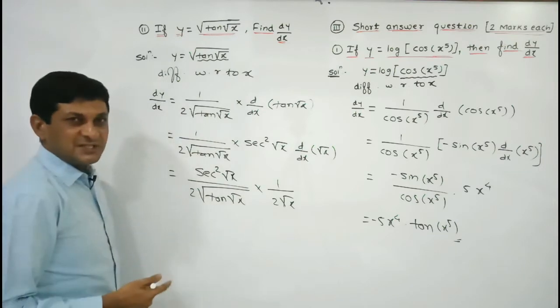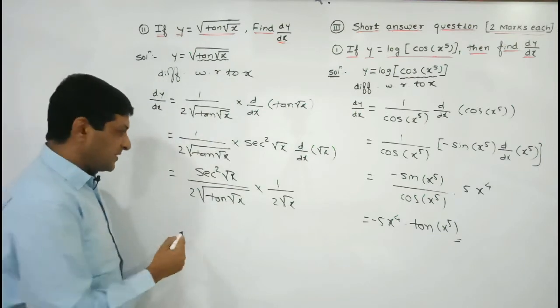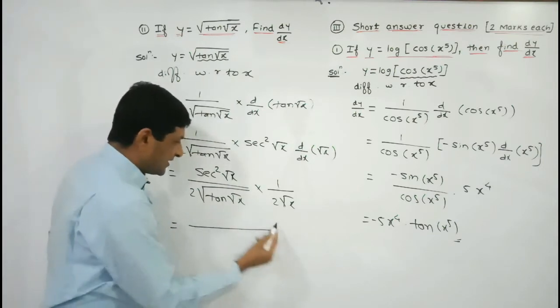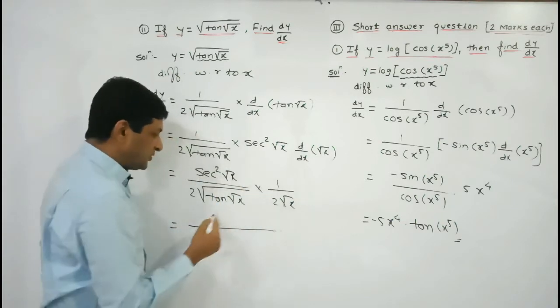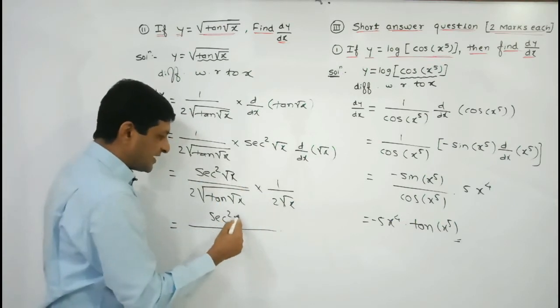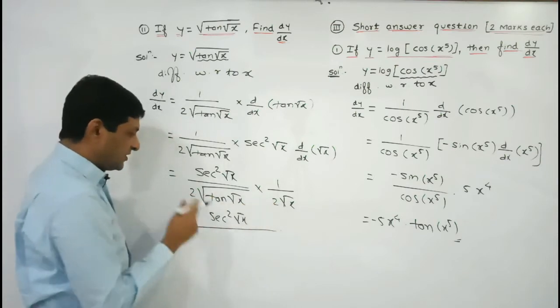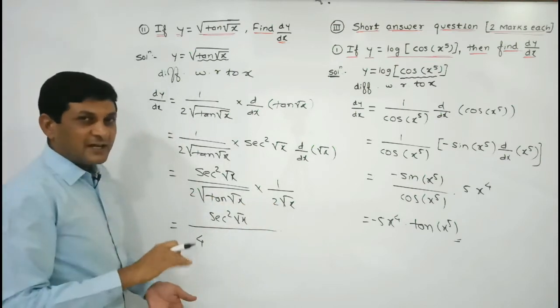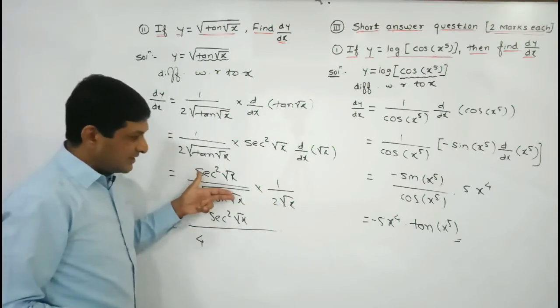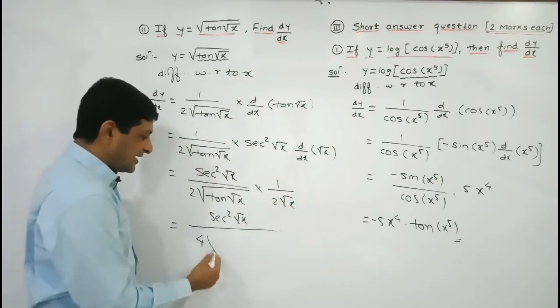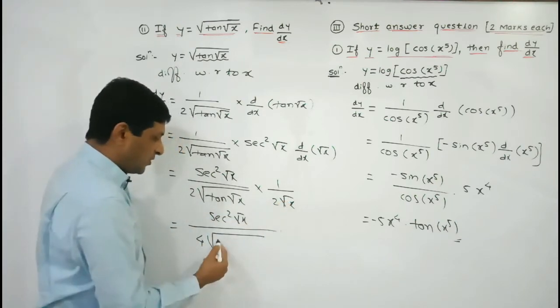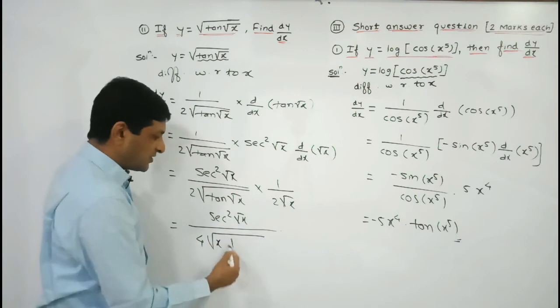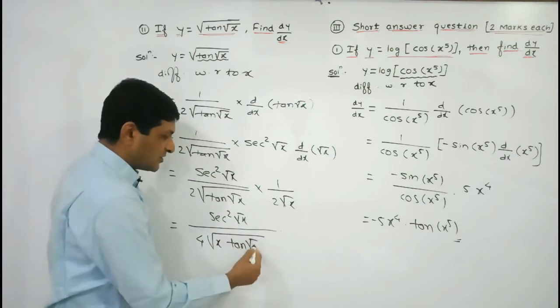So differentiation is completed. Remaining part is just simplification part. In the numerator sec square root x into 1 will be equal to sec square root x. In the denominator 2 into 2 will be equals to 4, and again we know that root a into root b can be written as what? Root ab. A is what here? X, and b is what here? Tan root x.